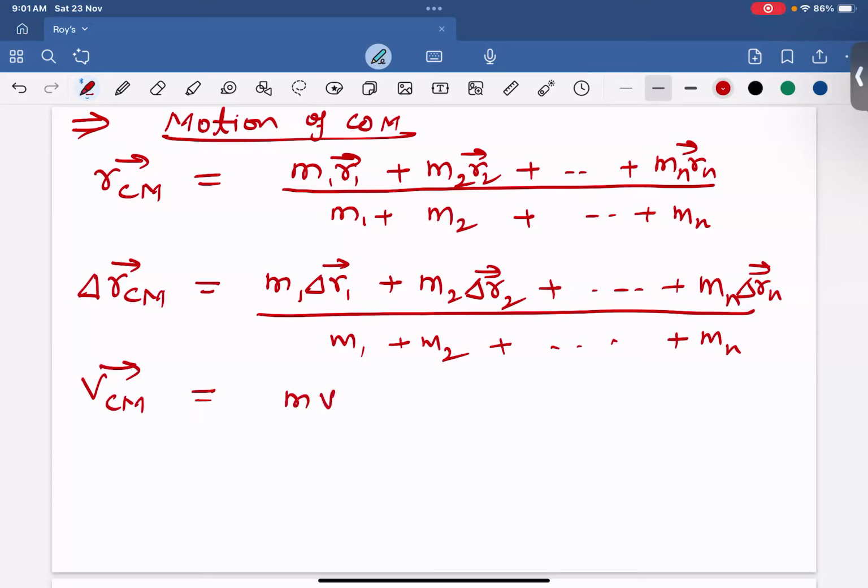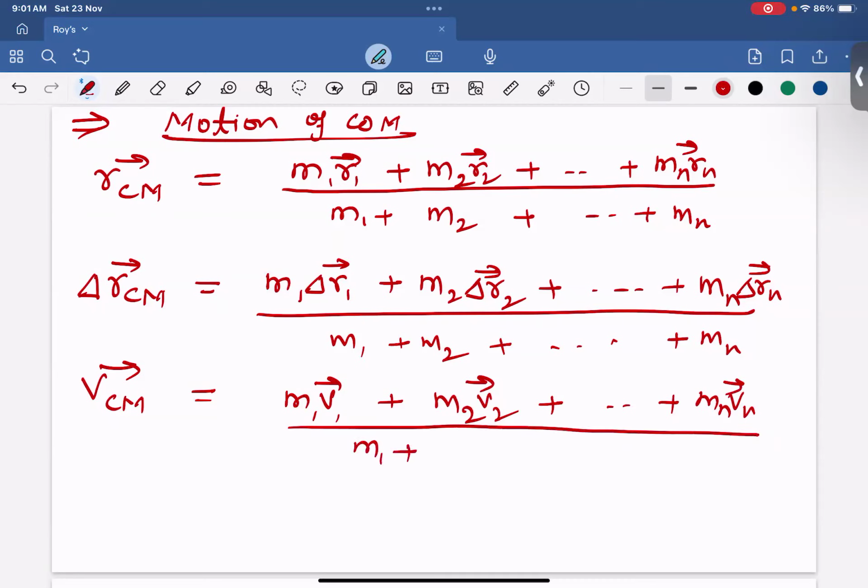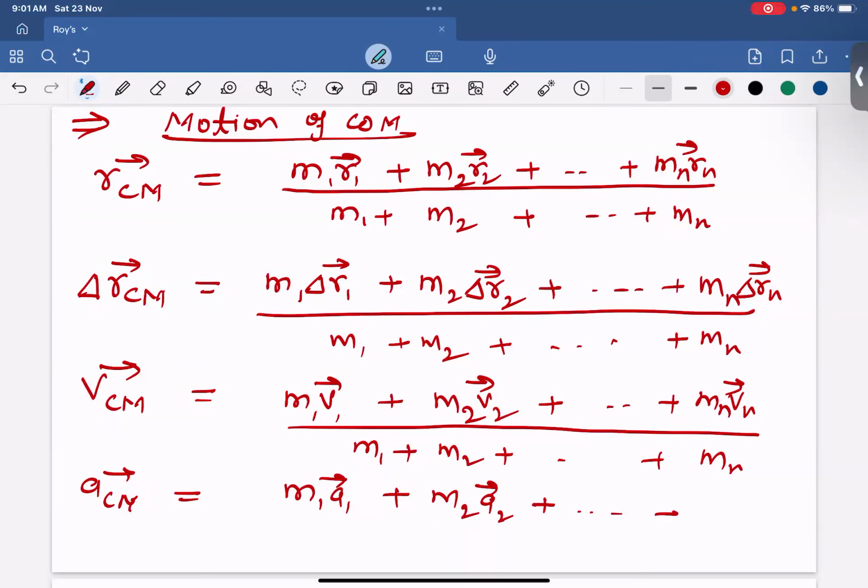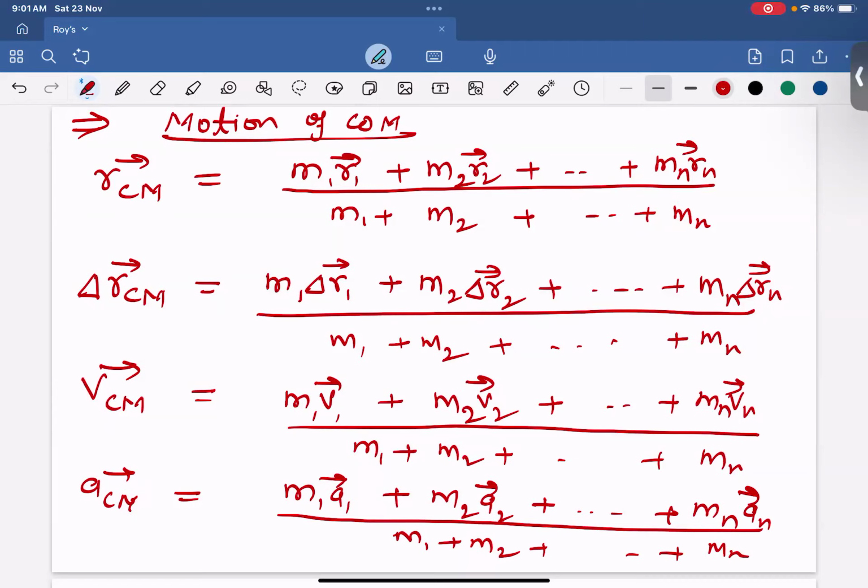This will also use the individual velocities. You have to take m1 v1 plus m2 v2, up to mn vn, divided by the total mass, m1 plus m2 up to M. If you further find the change in velocity divided by time, you can write the acceleration also. Individually we take m1 a1 plus m2 a2, up to mn an, divided by the total mass, m1 plus m2 up to mn. Understood? Yes, sir.